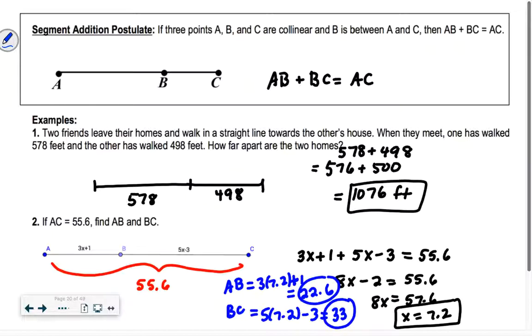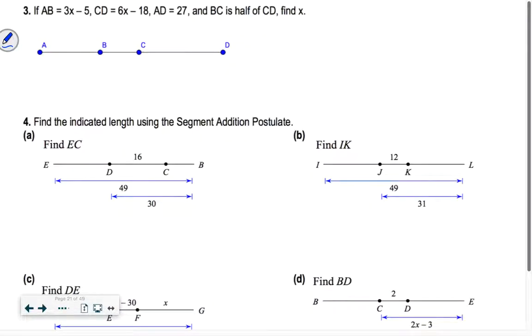All right, still feeling pretty good about the segment addition postulate? Easy, right? We got this. All right, let's try some harder ones.